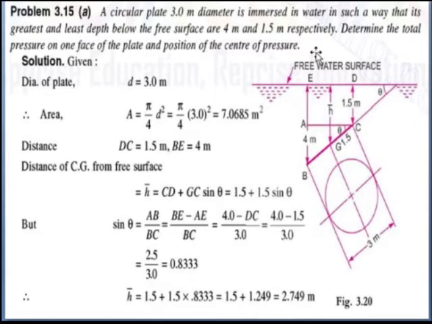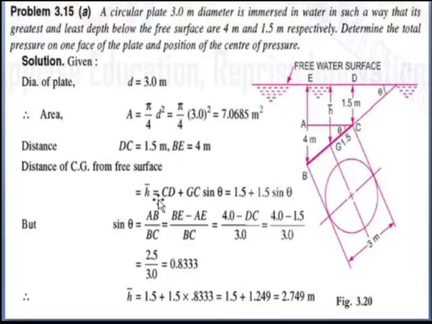In the figure, they have given the diameter of this circular plate as 3 meter. As it is a circular plate, the area is equal to pi by 4 d square. So the value of area is 7.0685 meter square. In the previous example they have already given the angle between the free surface and the plane surface of the rectangular plane.